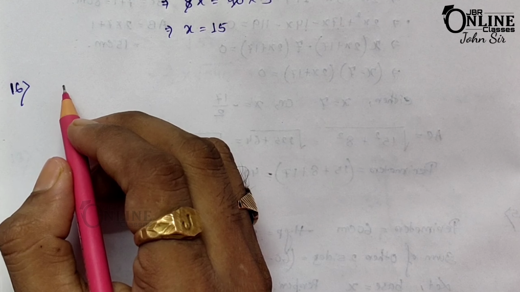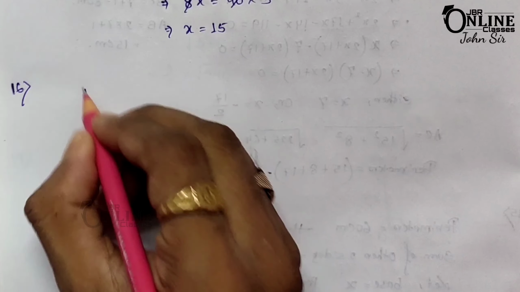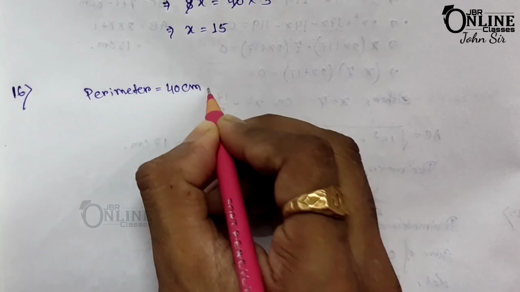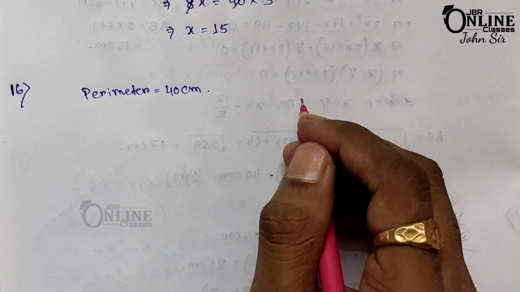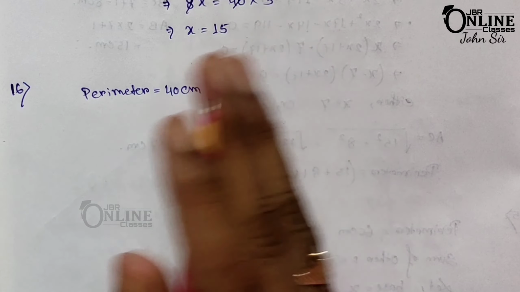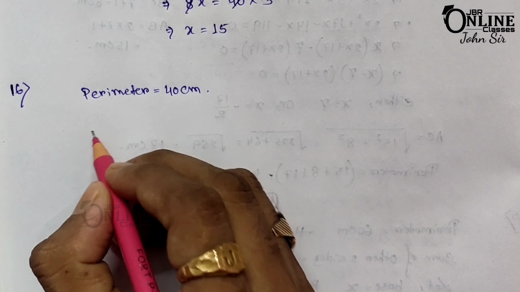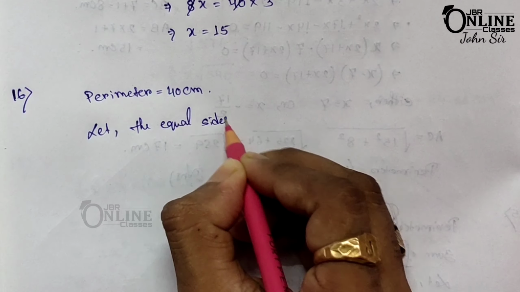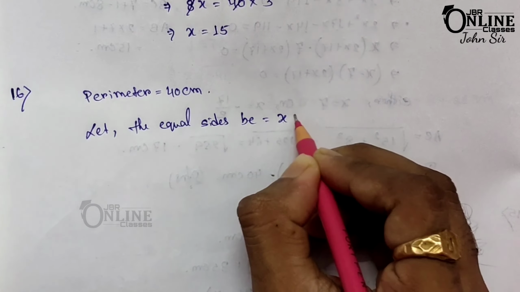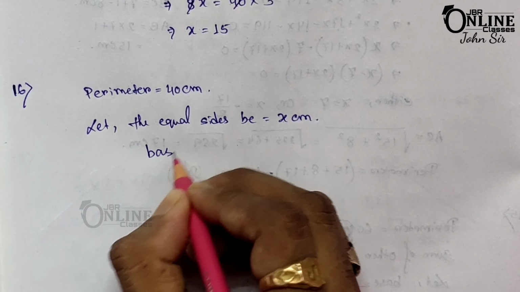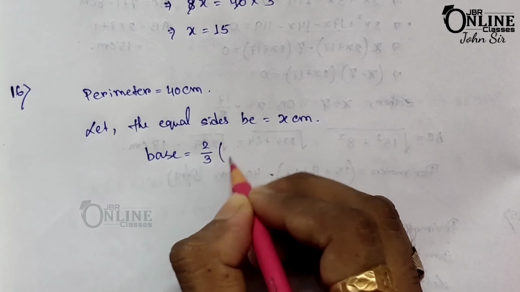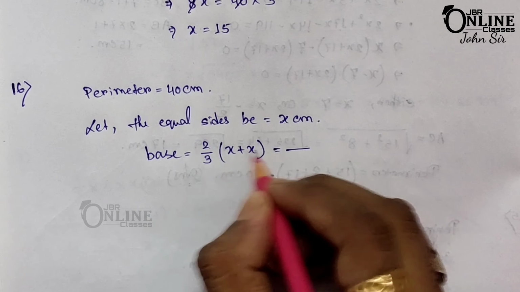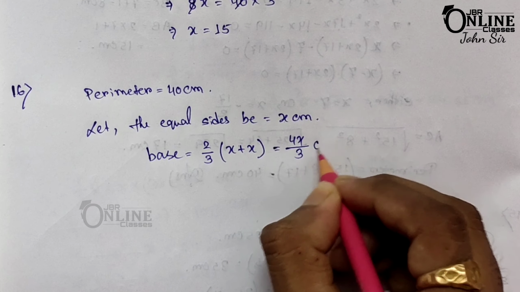Now sum number 16. The perimeter of an isosceles triangle is 40. Okay, so here perimeter equal to 40 centimeter. The base is 2/3 of the sum of equal sides. Remember that, sum of equal sides. Okay, so first let the equal sides be x centimeter, then base equal to 2/3 of the sum of equal sides, so it will be 2x into 2/3, so 4x by 3 centimeter.